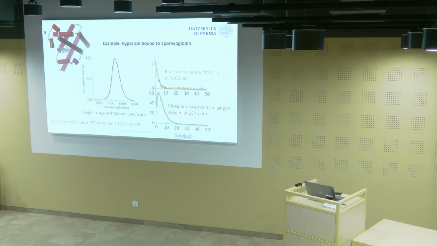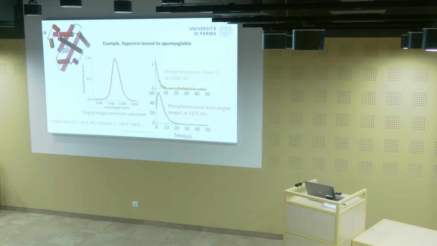Here is an example with hypericin. Oh, this is for Sofia. This is hypericin in myoglobin. Instead of the heme, here you have hypericin. It becomes phosphorescent, as you can see. It emits at 1100 nanometers.